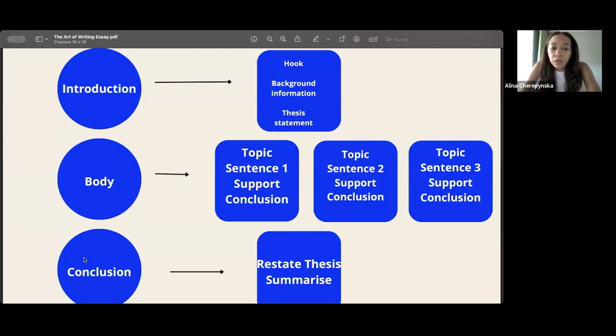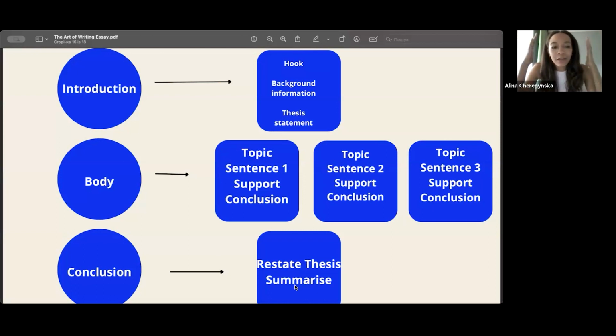Then we have a conclusion. In the conclusion, you can restate your thesis, so somehow paraphrase your thesis. You can use the previous information as we discussed: prediction, question, suggestion, quotation, and then you briefly summarize the information. This is the perfect structure of an academic essay. If you're going to follow this structure, I'm sure that writing an essay won't be so complicated, won't be so challenging for you.